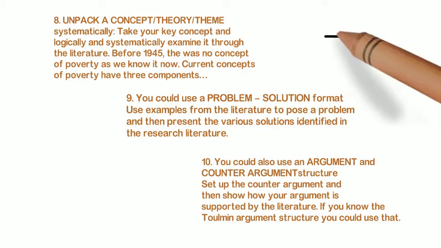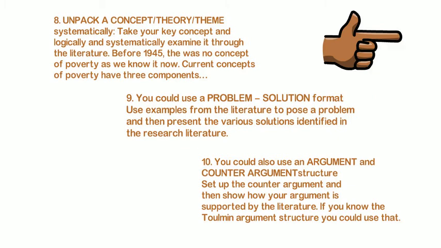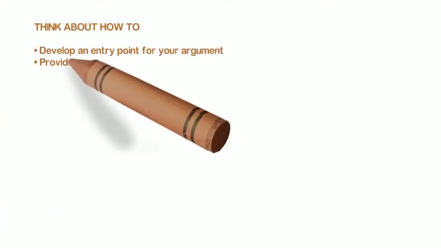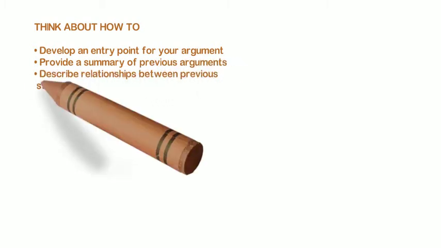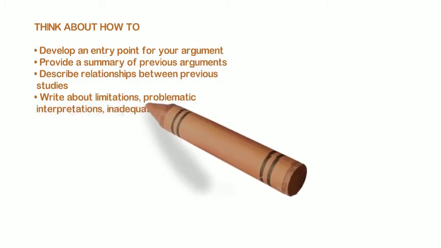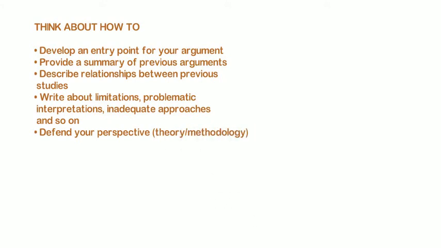You could use a problem solution format, so use examples from the literature to pose a problem, and then the solutions that have been identified through studies. You could use an argument and counter-argument structure. If you know the Toulmin structure, and we have a video on that, that's a really good structure to use in a literature review. Think about how to develop an entry point for your argument through the literature.